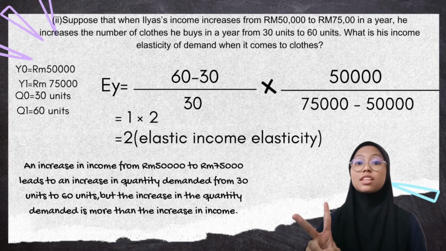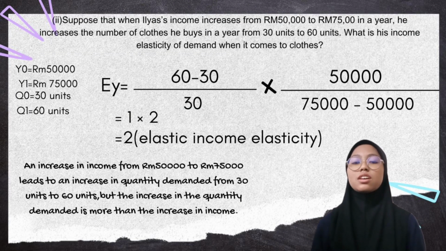So this is the second question. Suppose that when Ilya's income increases from 50,000 to around 75,000 in a year, he increased the number of clothes he buys in a year from 30 units to 60 units. What is his income elasticity of demand when it comes to clothes?